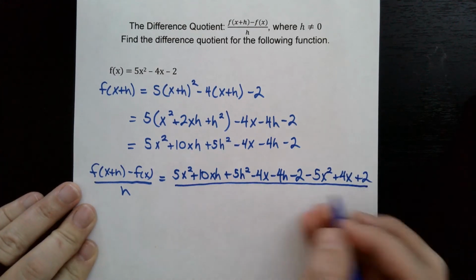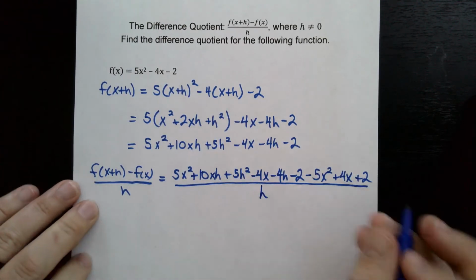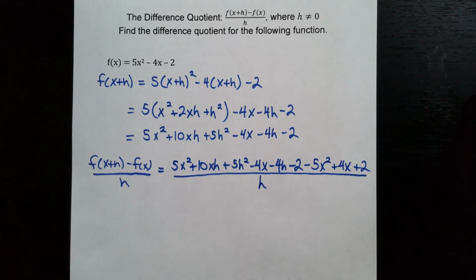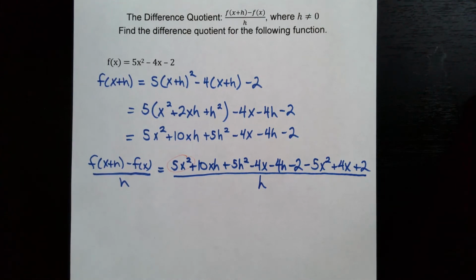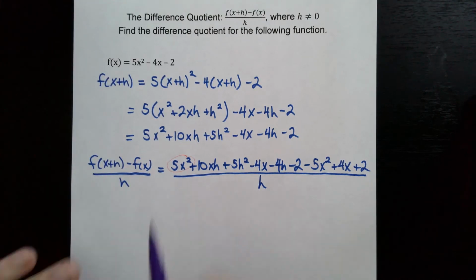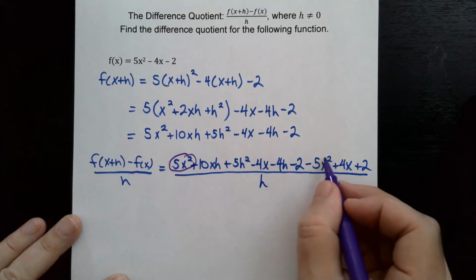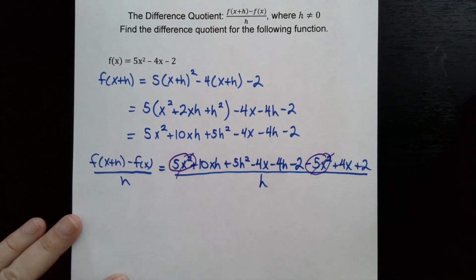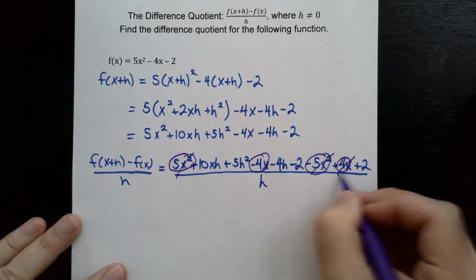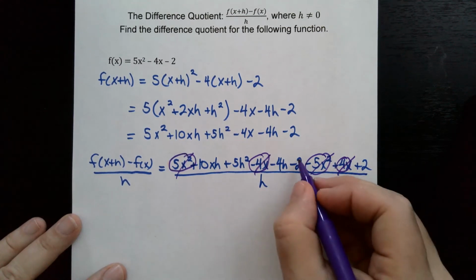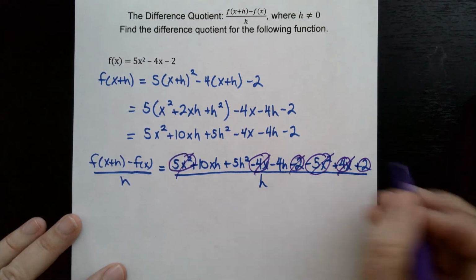Okay, so I subtracted all of f of x, dividing by h. That's a lot of terms, but we are going to be able to cancel some of them. Notice that we have a 5x squared there and a negative 5x squared there, so they cancel. We've got a negative 4x here and a positive 4x there, so that cancels. And then we've got a negative 2 and a positive 2 there, so that cancels.